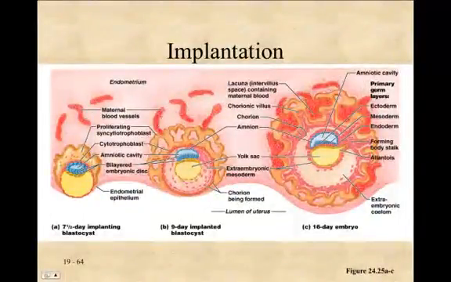So here you can see this is implantation, and when that blastocyst implants in the uterine lining, it will cause changes to occur in the uterine lining, and you'll see an increase in blood vessels forming here, and this is going to eventually form the placenta.